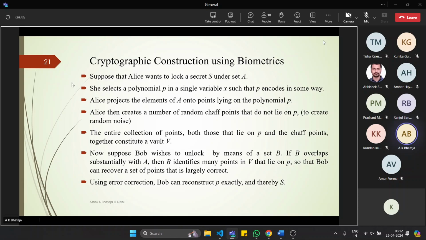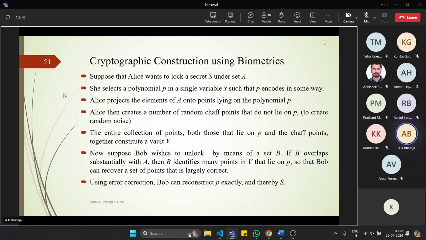So what we can do is select a polynomial P in a single variable X such that P encodes the secret S. So we are disguising the secret S in P. How it is done, we will discuss. Alice projects the elements of A onto points lying on the polynomial P. Then Alice creates a number of random chaff points that do not lie on P, randomly generated points which are not lying on that polynomial.